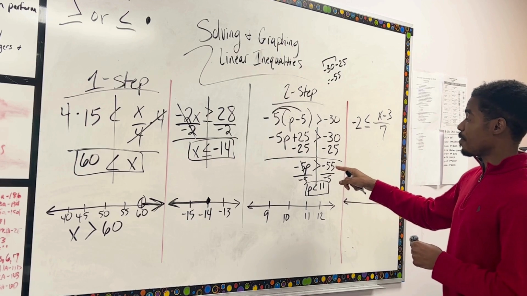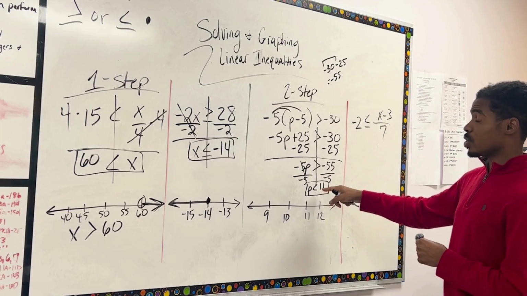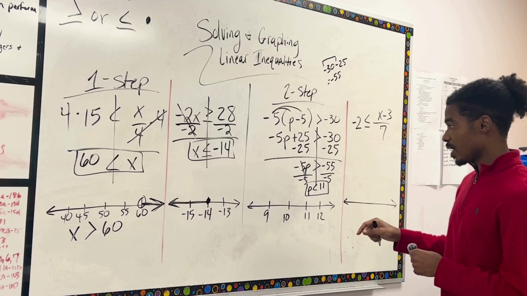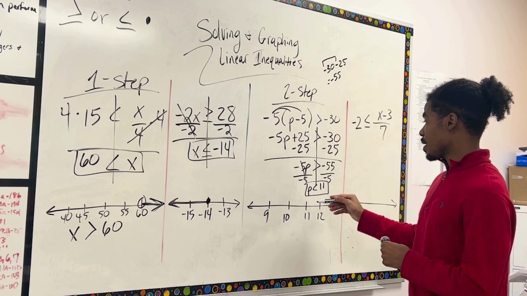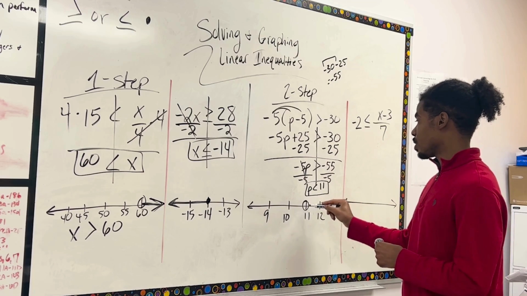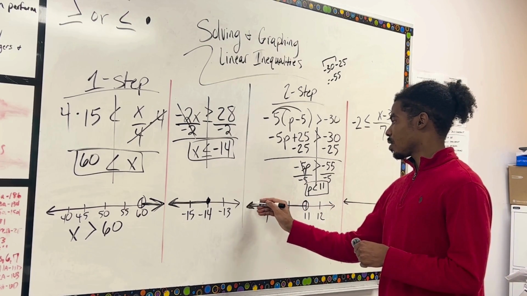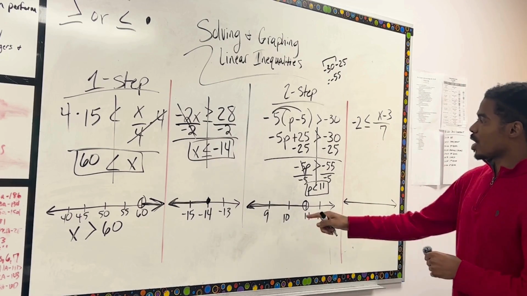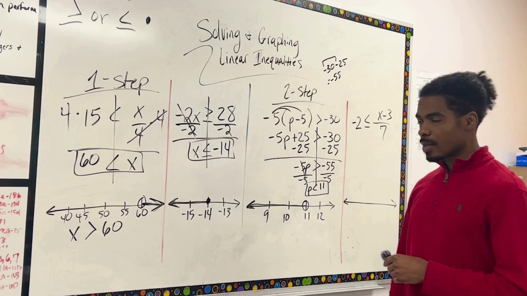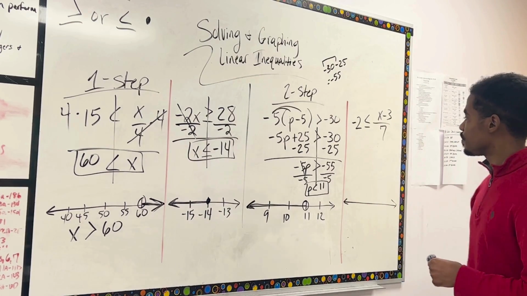If we have greater than or less than without any line under it, that's going to be an open circle. Then I'm going to shade everything to the left. So my number line would look like that. What do you think? Pretty good?